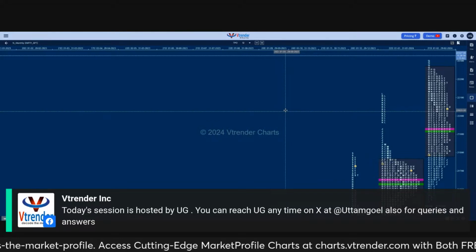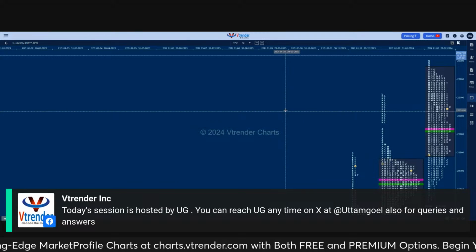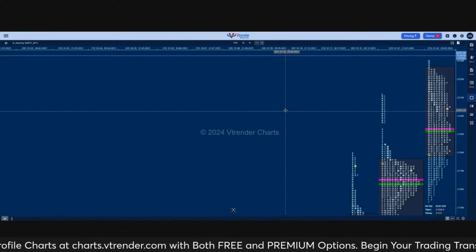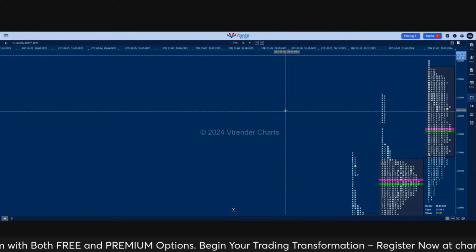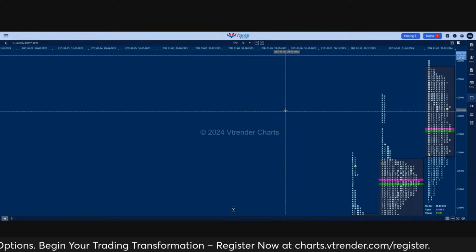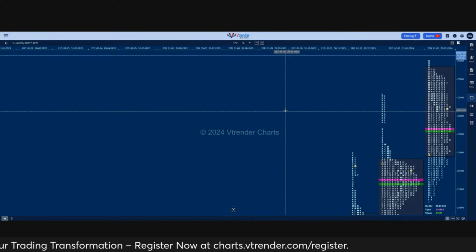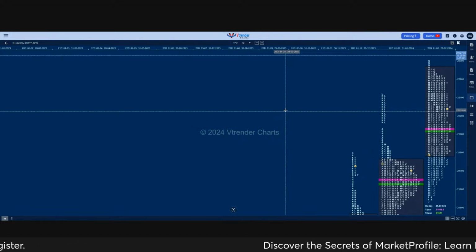So you can see the monthly profile of Nifty is looking like a well balanced Gaussian curve. A Gaussian curve is a bell curve, which means that both buyers and sellers are in agreement, and they have formed value where they are agreeing that this is a fair value of that particular time frame.